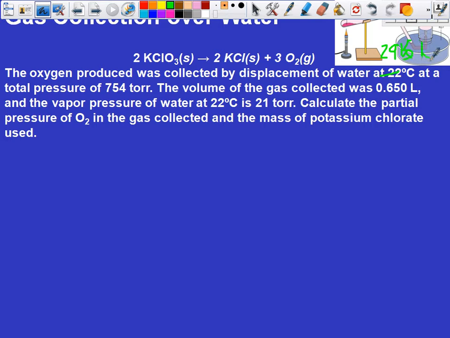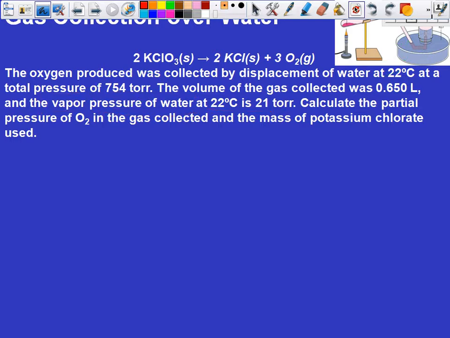295 Kelvin. At a total pressure of, all right, so they've given us something good. The total pressure was 754. The volume of the gas collected was 0.65 liters, and the vapor pressure of the water, notice what it just said, very, very important. The vapor pressure of the water at 22 degrees, 21 torr. Calculate the partial pressure of O2.